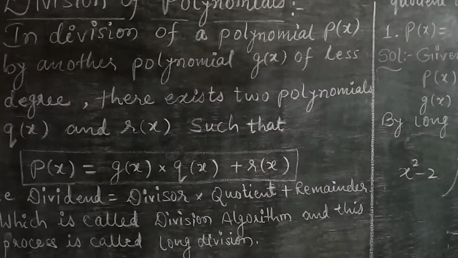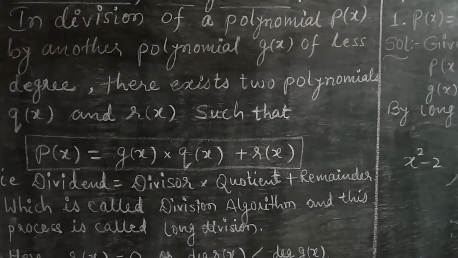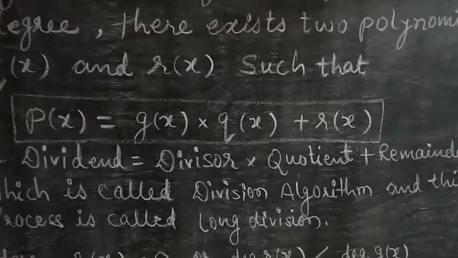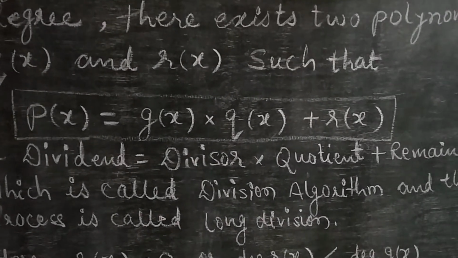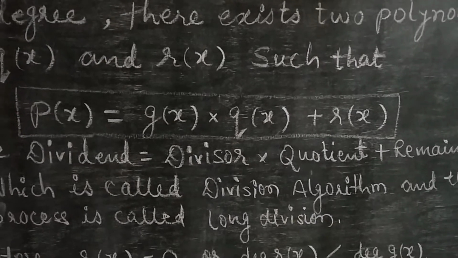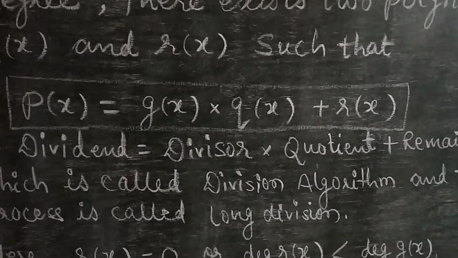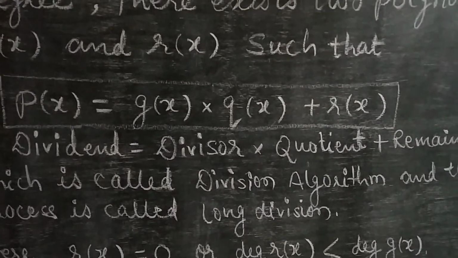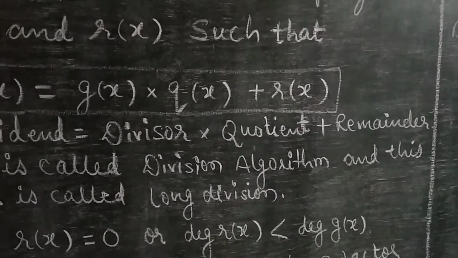then there will be two other polynomials q of x and r of x, such that p of x equals g of x into q of x plus r of x. Here p of x is called the dividend, g of x is called the divisor, q of x is called the quotient, and r of x is called the remainder.